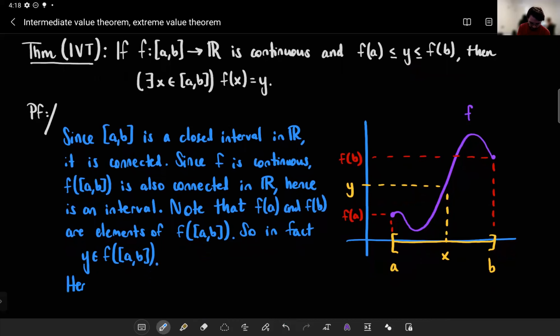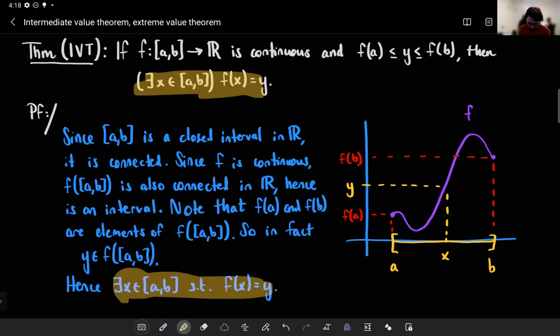Okay, and what does this mean? If y is in the image, that means there exists some corresponding x in that domain, such that f of x maps onto that y value. And that's exactly what we were hunting for. That exactly matches up to this. We started with some y value and correctly found the x value mapping onto it.